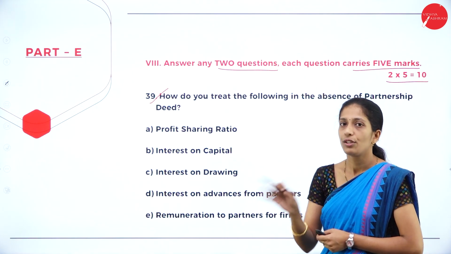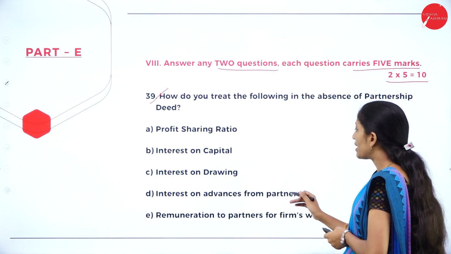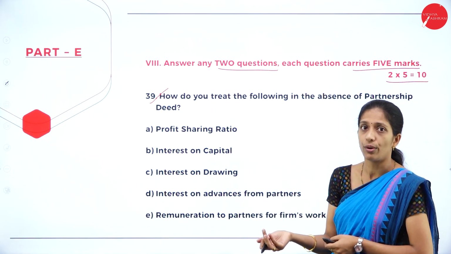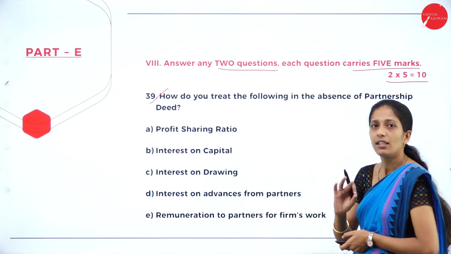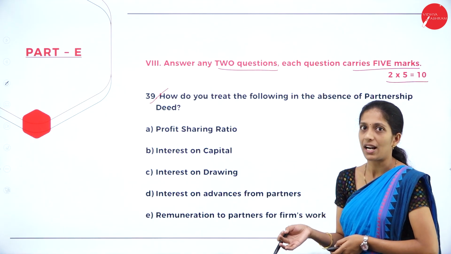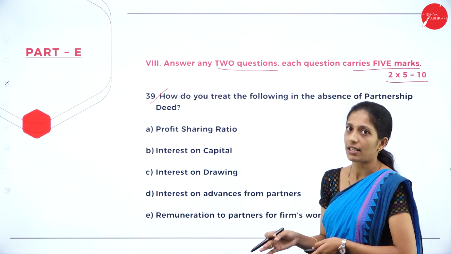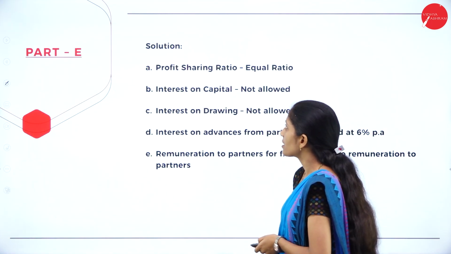Interest on drawings, no interest on drawings. Interest on advances from partner or interest on loan, it has to be given 6% per annum. Remuneration, no remuneration to be given to the partners if nothing is mentioned in the partnership deed. So how do you write the answer for this?